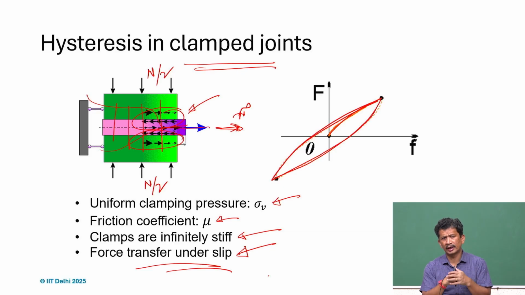Although it's happening at the micro level, and that's why we call it micro slip, it will lead to hysteresis, and it means we'll have a problem with positioning. There will be positioning errors.